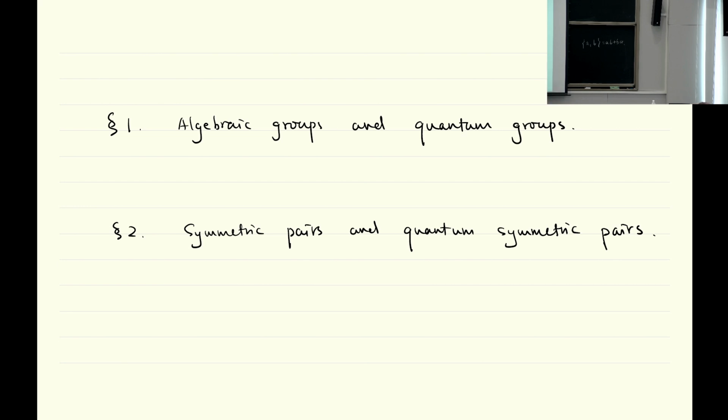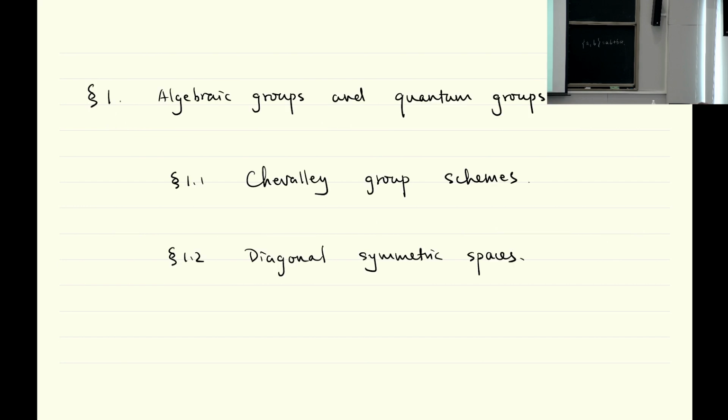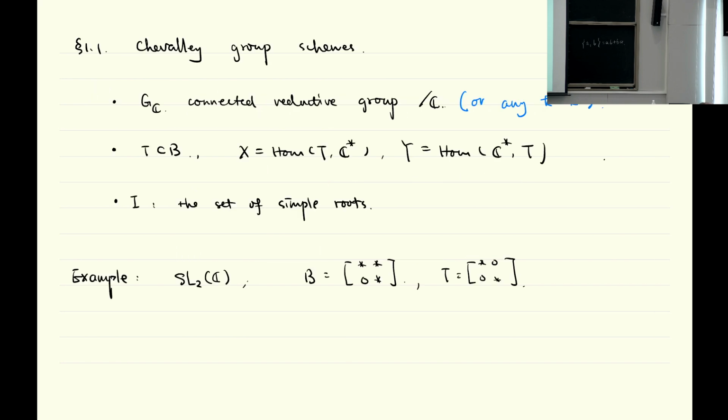Okay, let's start. I have two parts: Chevalley group scheme and diagonal symmetric spaces. Technically, both should be Chevalley group schemes, but I just don't want to use the same name, so you'll know what I mean. First, the Chevalley group scheme. The setting we start with is just a connected reductive group over any algebraically closed field.